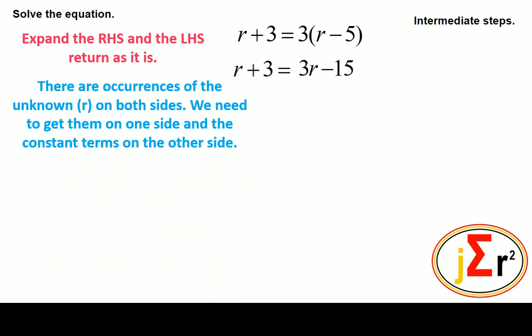There are occurrences of the unknown, which is r, on both sides. We need to get them on one side and the constant terms on the other side. That is the first glaring observation that we made. The unknown that we are solving the equation for has occurrences on either side of the equation. We will therefore take the necessary steps to have all occurrences of the unknown on the same side.